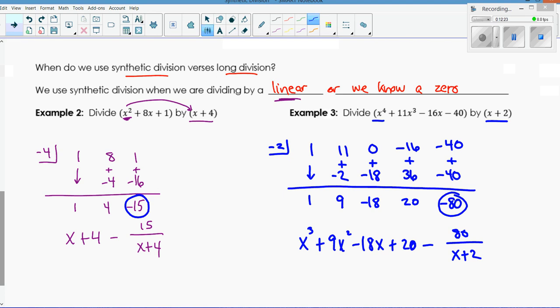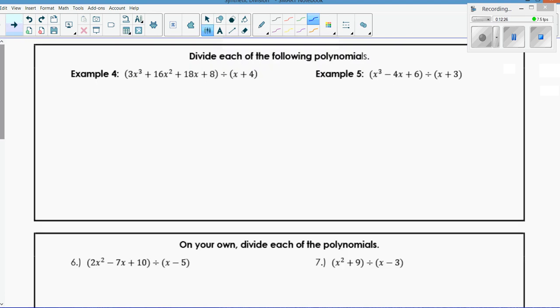Alright, flip it over. We'll try two more, and then I'll let you guys try some on your own. You can pause it if you want and try it on your own. I'm dividing by x plus 4, so I can use synthetic division with negative 4. My powers are 3, 2, 1, constant, so that's good. I have a 3, a 16, an 18, and an 8.